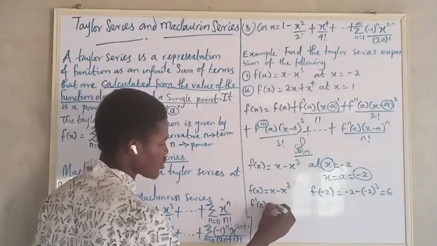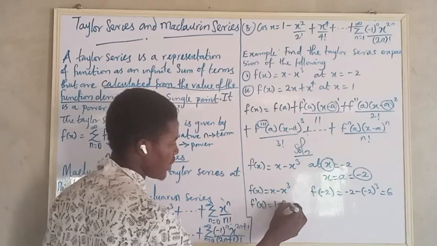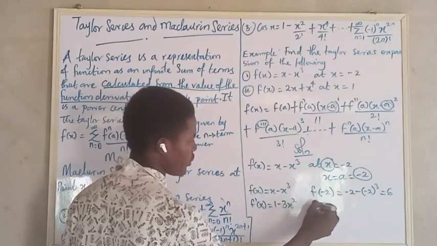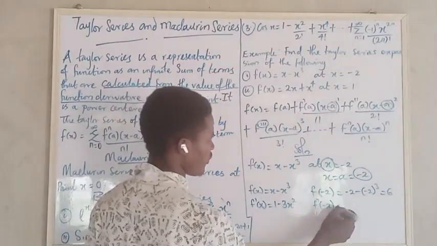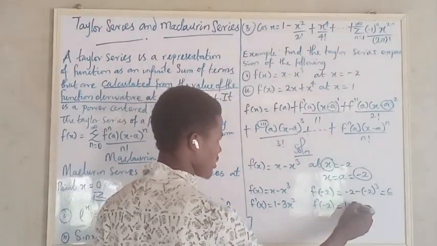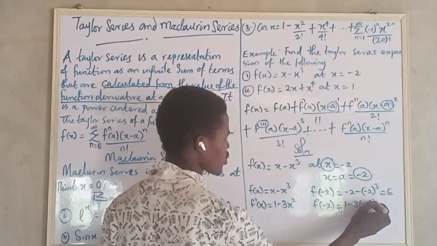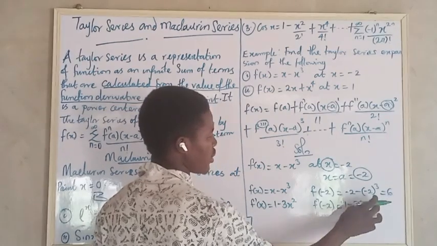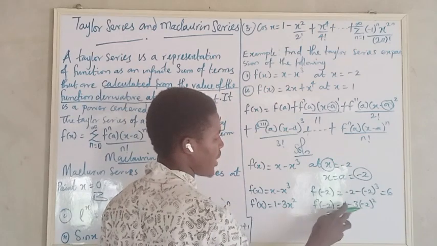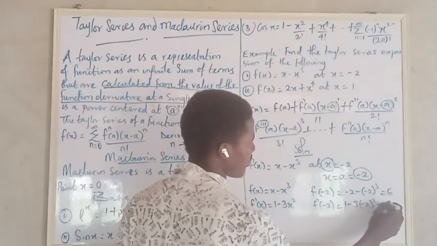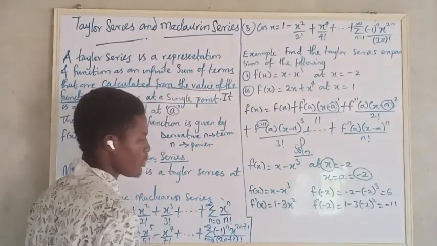If you differentiate this, you are going to have what? 1 minus 3x squared. Then if you do that, you are going to have f of minus 2, f prime of minus 2, which gives you what? 1 minus 3 into minus 2 all squared. Minus 2 raised to power 2 is 4. 3 times 4 is what? Minus 12. And 1 minus 12 gives you what? Minus 11.